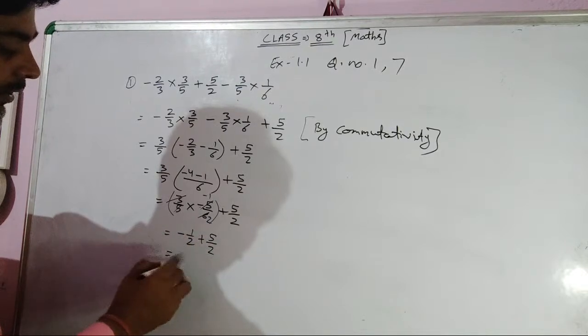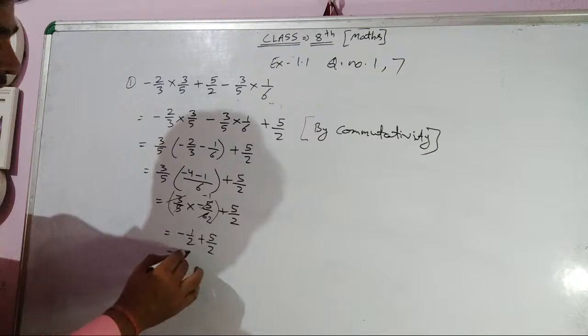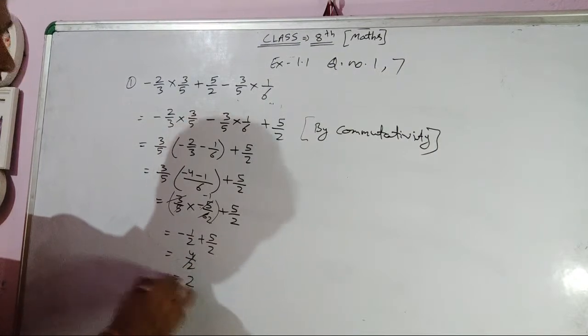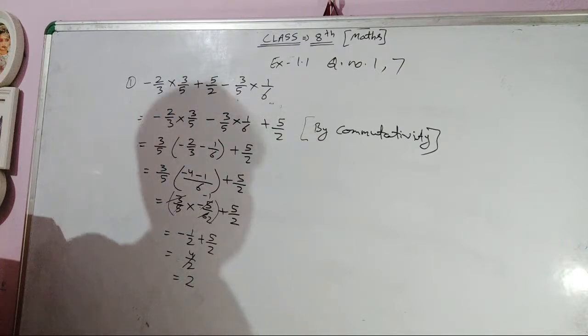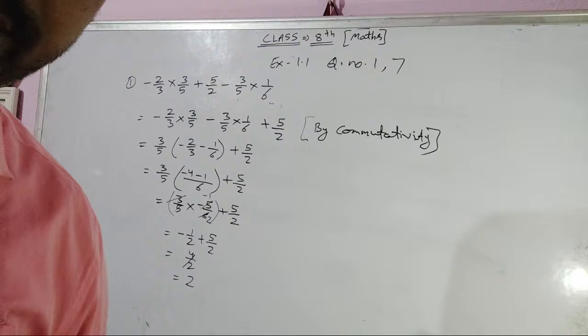So simply you can find the difference between these two numbers and we will have 4 upon 2, and after simplifying this fraction we will get 2. So the answer is 2. So with the help of properties you have to solve question number 1. I hope you understand this question, right?